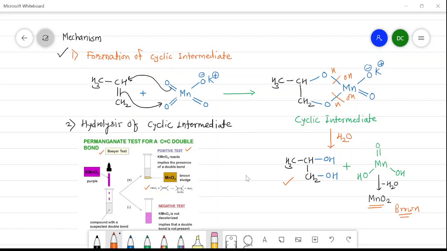This is all about the electrophilic addition of halogen, hypohalous acid, water, as well as hydroxylation. So we have seen the general reaction as well as the mechanism. And with this, we will stop here. In the next video, we will see the addition of hydrogen, ozonolysis, as well as hydroboration and oxidation reaction of alkene.